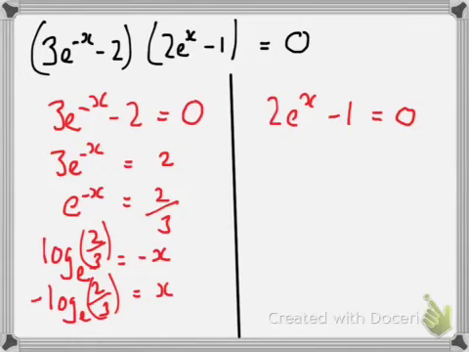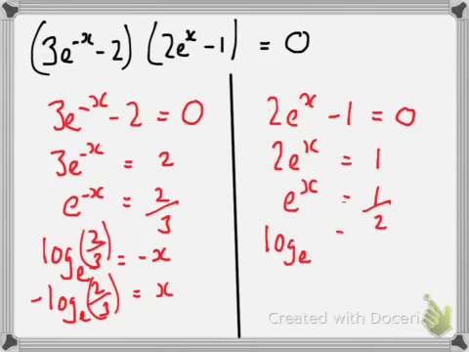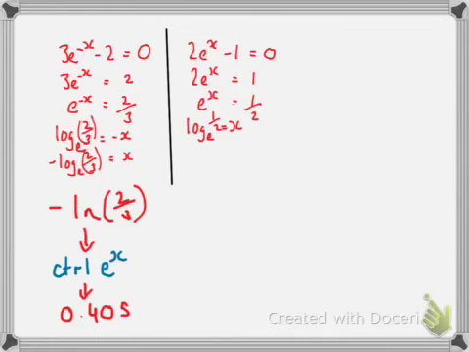Let's go to the other side. 2e to the power of x equals 1. e to the power of x equals 1/2. How do we get x by itself now? We change it into log form. Write down log e to the power of x on the right hand side equals 1/2. Okay, so we've got our two answers, that one there and also that one there.